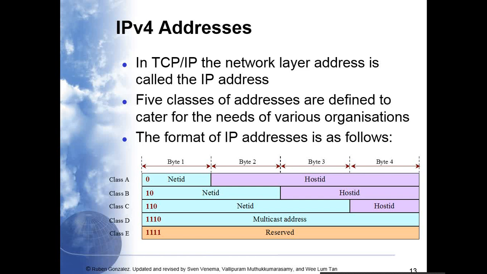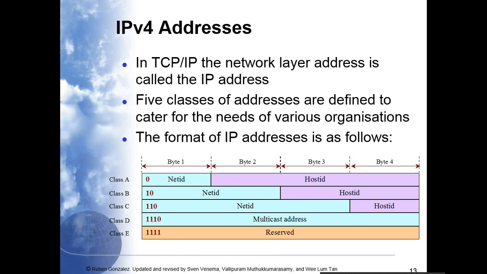Class C, there's a really big blue box and a very small purple box. That means that as you go down the classes, Class A has very few networks, but they have a lot of machines on them. Class B, half-half. Lots of networks, lots of machines. Class C, a lot of networks, and each network only has very few machines on it.